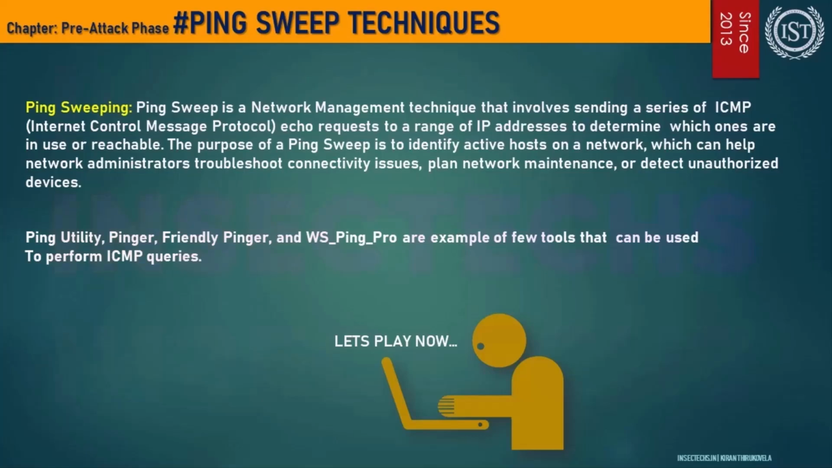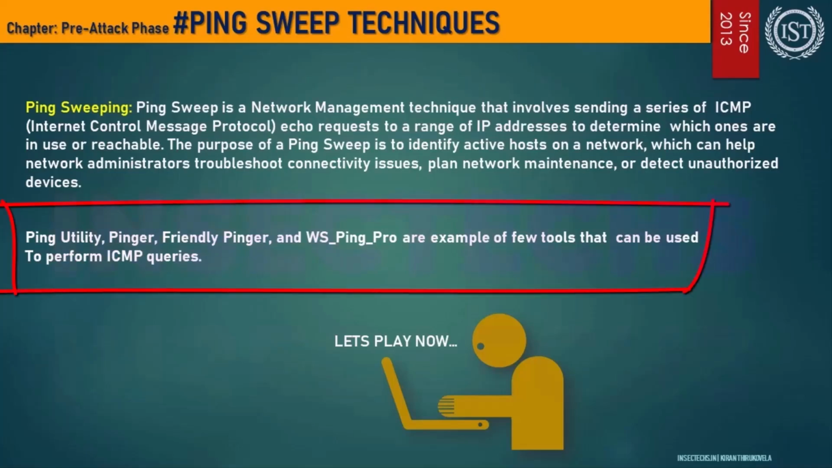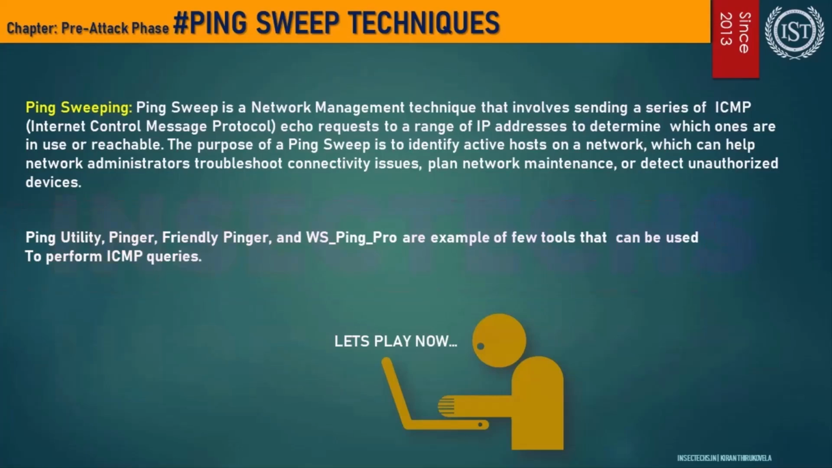When we actually do a ping request, that is when we ping an IP address, it is sending an ICMP echo request message to a particular computer only. But ping sweeping is sending ICMP echo request messages to an entire range of the network to find all the systems that are live and responding to the ping sweep. So the purpose of a ping sweep is to identify active hosts on the network. Okay, we are not targeting a single computer, but we are sweeping the entire network. So there are a couple of tools for doing a ping sweep, that is the ping utility, Pinger, Friendly Pinger, WS Ping, and so on. So we will look at a couple of tools.